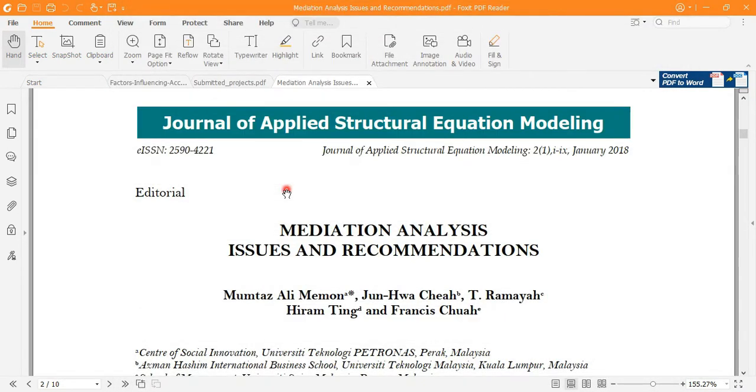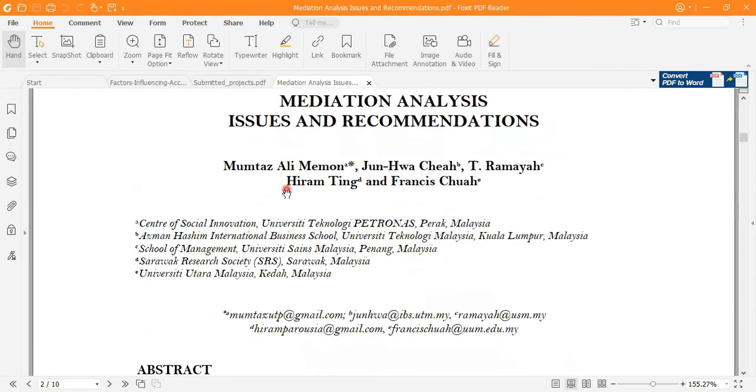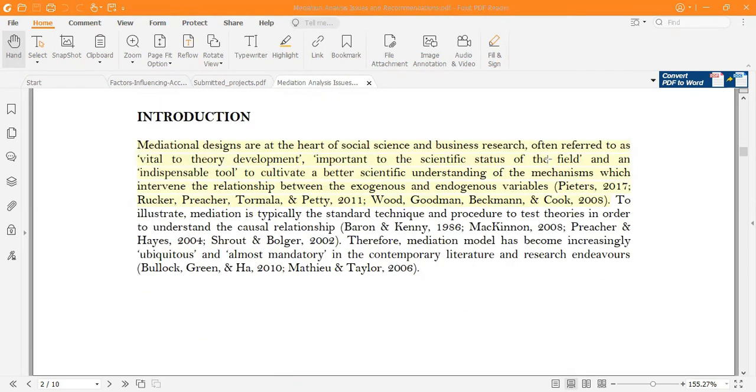Okay, so now here we are going down. Here is the introduction. This first paragraph of the introduction shows the importance of mediation. Nowadays, mediation designs are the heart of social science and business. That's true. Across the world, most researchers belonging to these two areas are involved in mediation in their research papers.